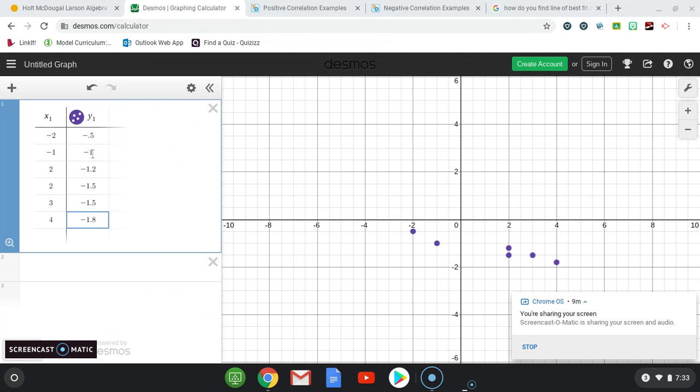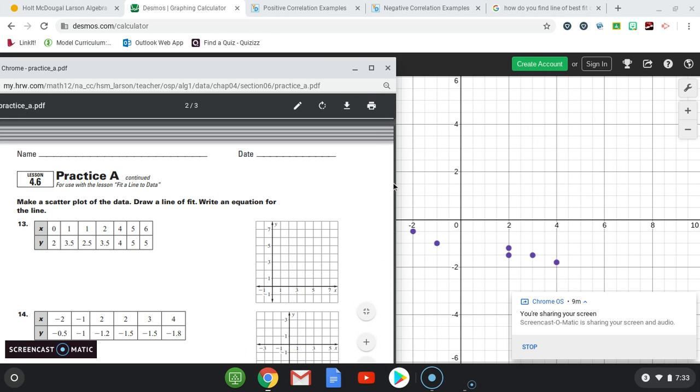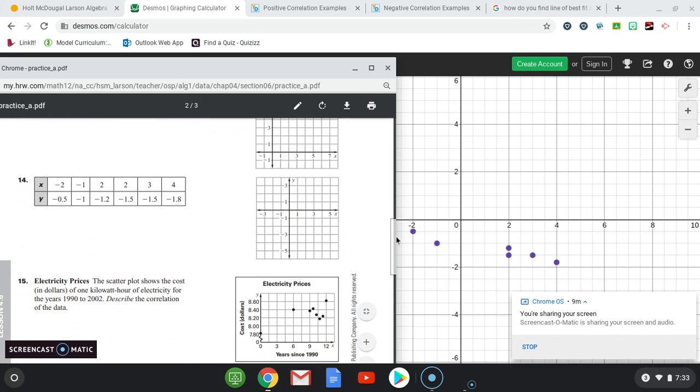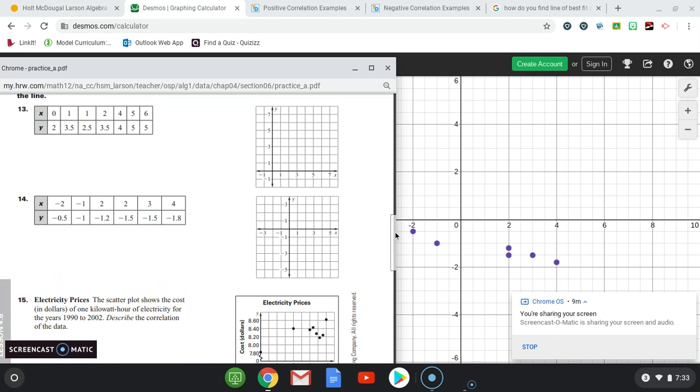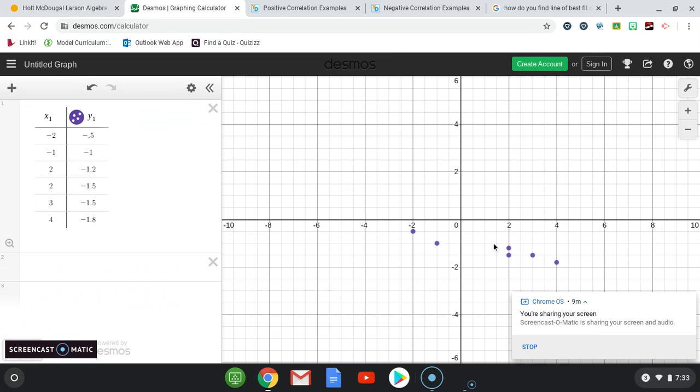So I skipped a little bit and I typed in the data. I didn't want you to sit there while I typed in all the data. I pressed the plus sign again. I got my table. I typed in all of the data for that problem, and the problem I'm talking about is number 14 on this worksheet here. And it made this series of points. We can see this has a negative correlation.